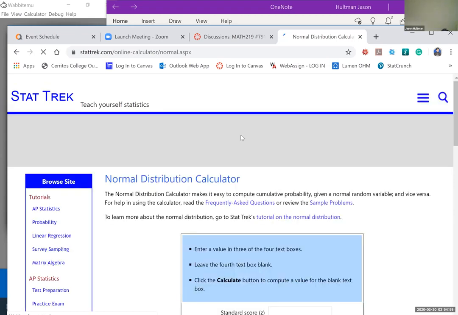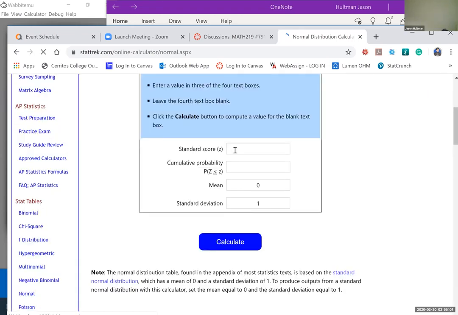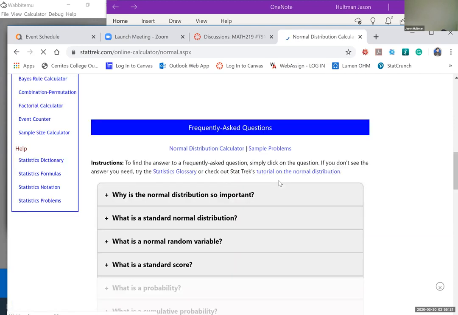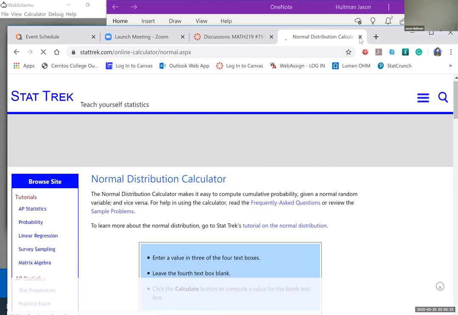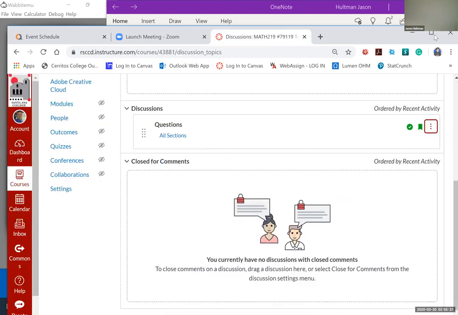So it just asks for your z, your cumulative probability, your mean, and your standard deviation, where z is less than or equal to z. It's a cumulative one. This one only works in one direction though. So there are others online as well, probably better ones that you could find.